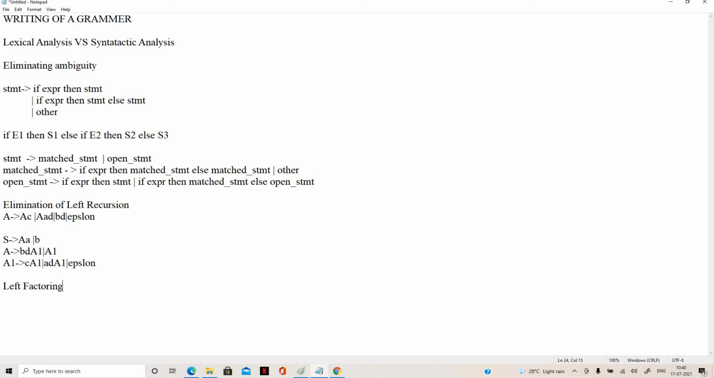Left factoring is a grammar transformation technique. It is one type of grammar transformation technique, and it will be useful for top down parsing. So when you are going to apply top down parsing, this left factoring will be more helpful to you. So we are going to define left factoring for the given grammar. We have one algorithm, and with the help of that algorithm we can apply left factoring.